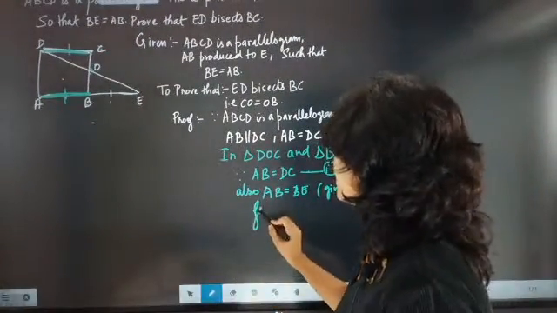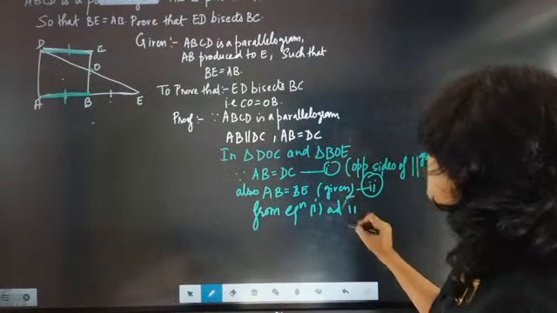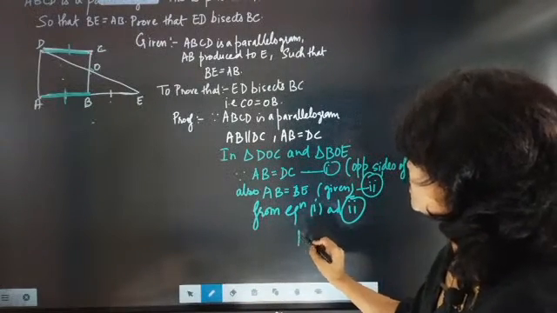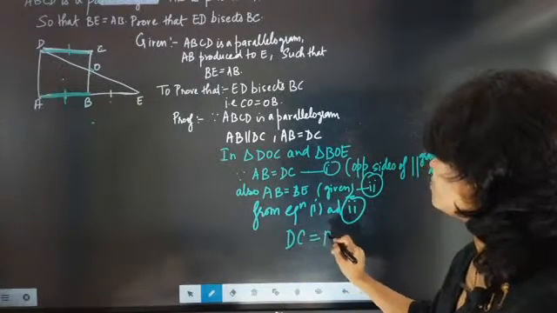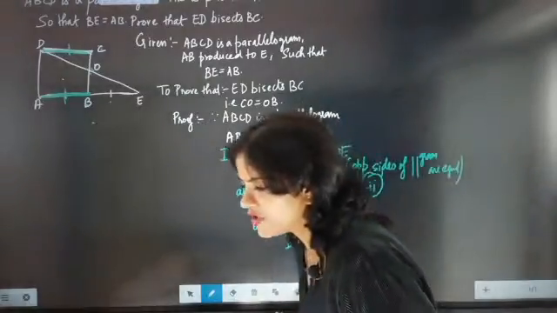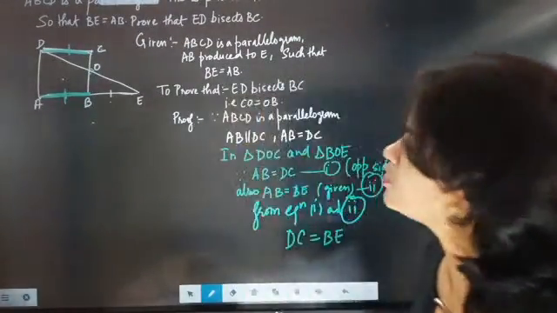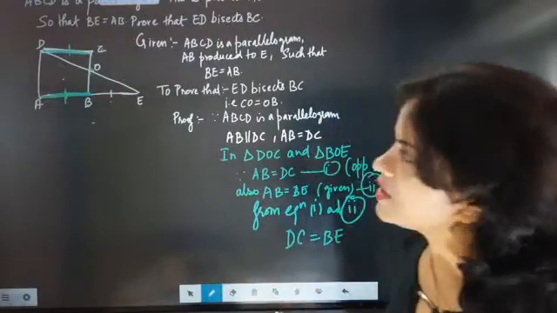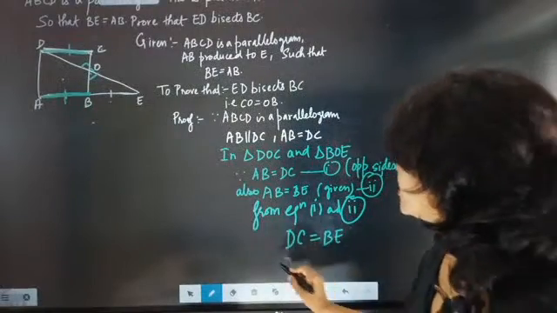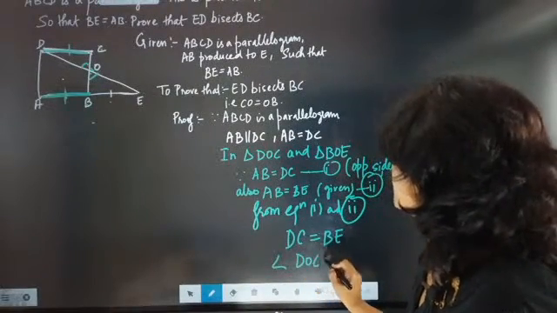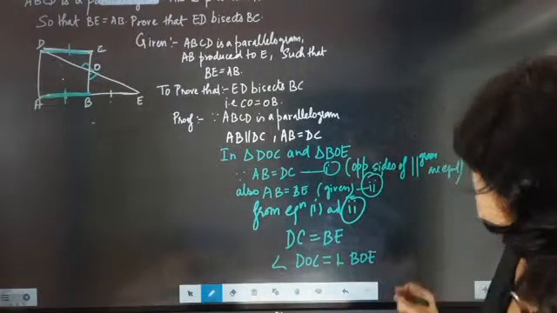So from equation 1 and 2, we will write DC equal to BE. So one part we have already done. Yes, angle-side, absolutely correct, Vishal. So here DC is exactly equal to BE. Now vertically opposite angles, we can say that angle DOC will be equal to angle BOE by vertically opposite angles.